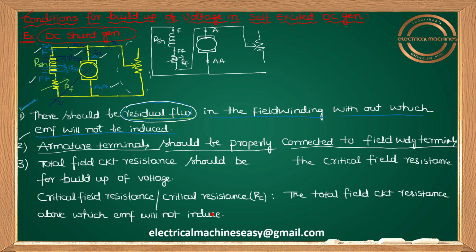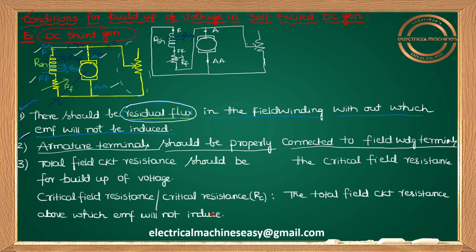Initially we assumed the residual flux is from left to right. So let me take once again the residual flux from left to right here. That means I satisfied the first condition. What is the first condition? There should be some residual flux, and yes, I got residual flux here. But the problem is I am not following the second condition. What is the second condition? I am not connecting the armature terminals properly to the field line terminals. Because of that, what will happen?